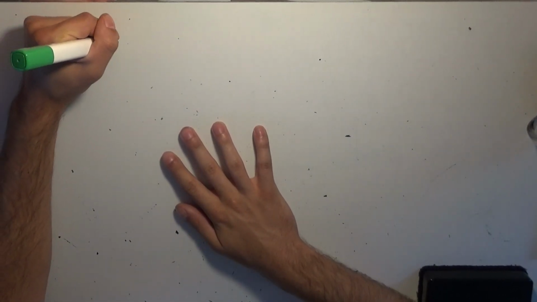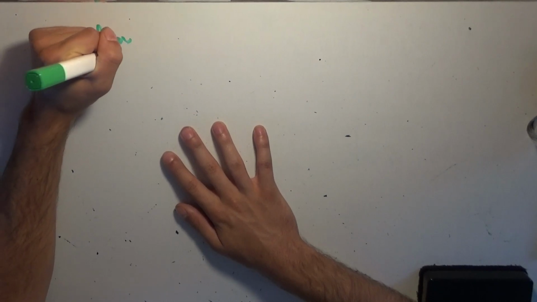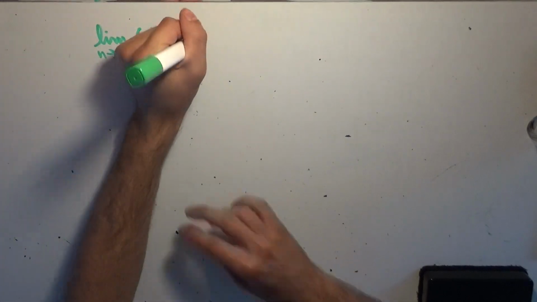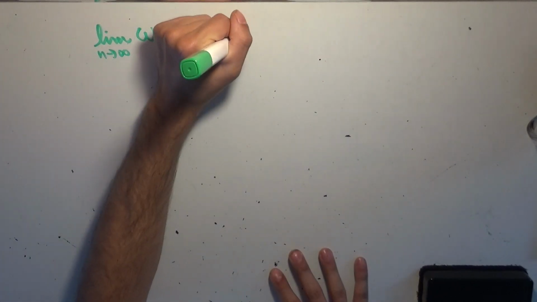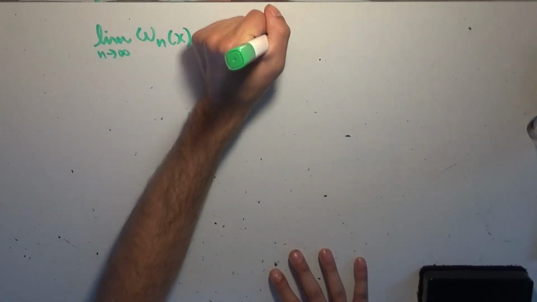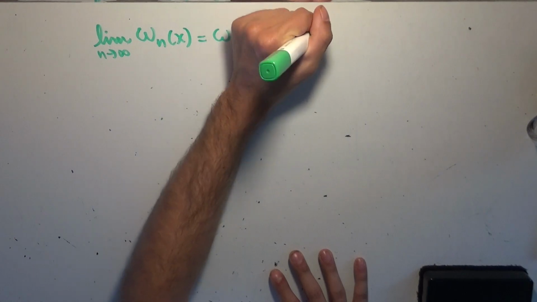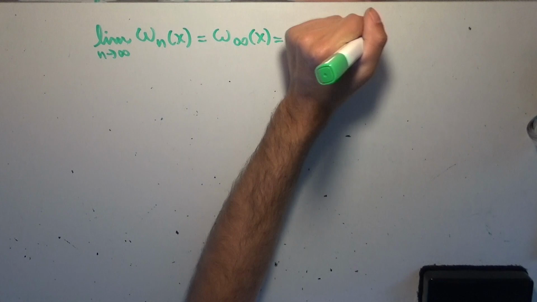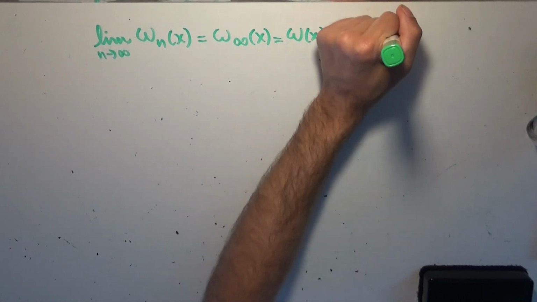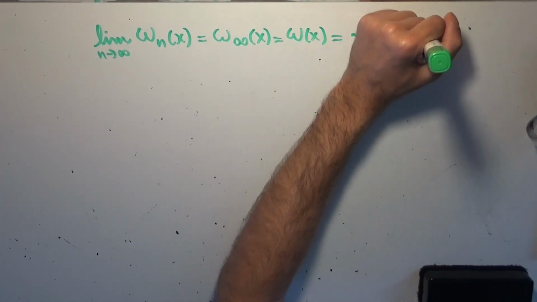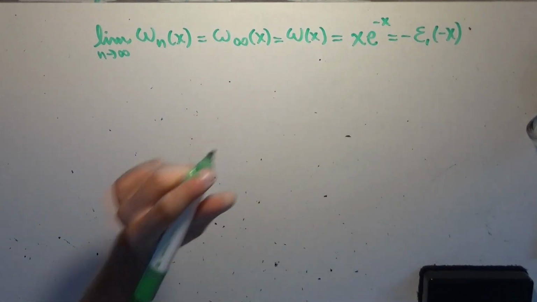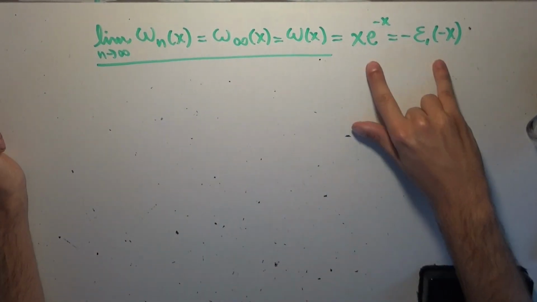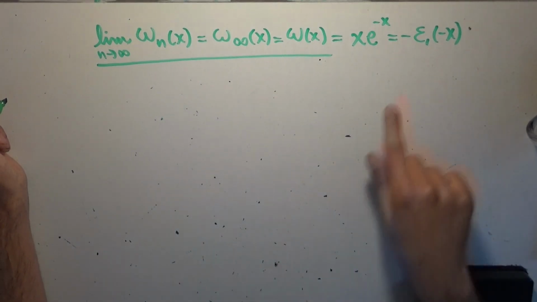So remember, what was the limit as n goes to infinity of omega n of x? In particular, we called it omega infinity of x, or maybe just omega of x, since that was never taken. It turns out that this was precisely equal to x times e to the negative x, which is the same as negative epsilon 1 of negative x. Very neat relationships. This is all just notation. These are what the functions actually are.